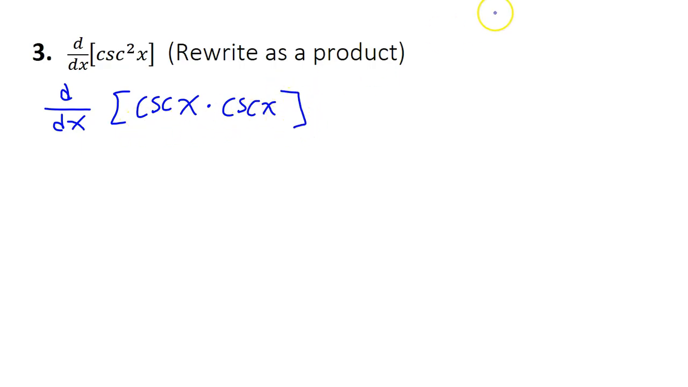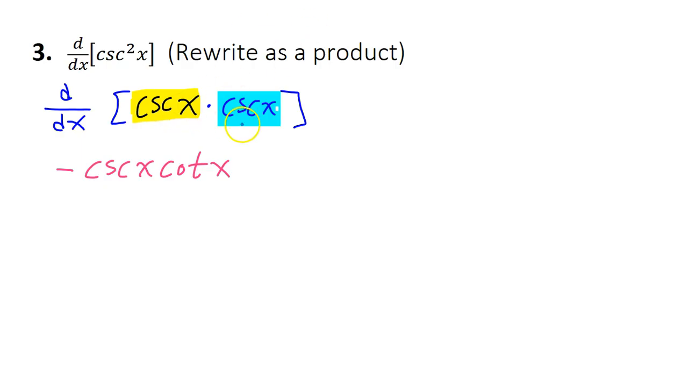Thinking of this as a product, we're going to need to do the product rule. So this is the first factor, this yellow one, and then the second factor is the blue version. When you apply the product rule, you go through twice, taking turns with the derivative. The derivative of cosecant x is negative cosecant x cotangent x. So I've taken the derivative of the first factor.